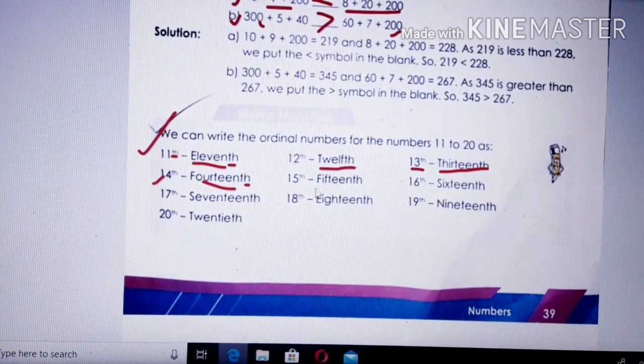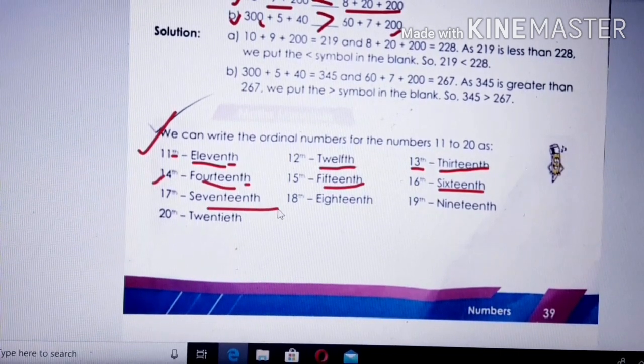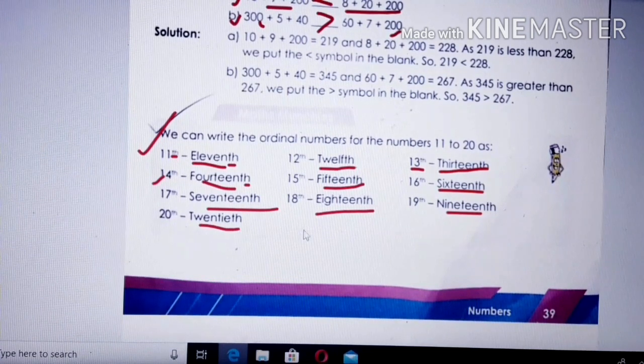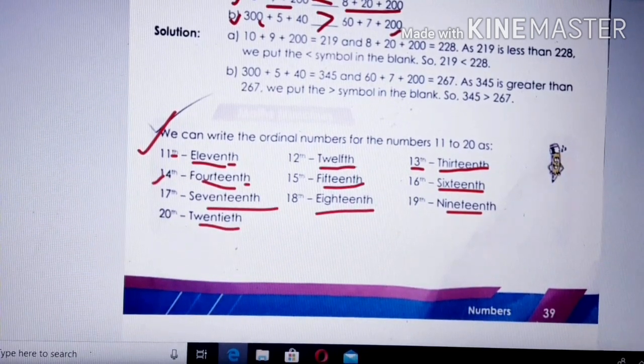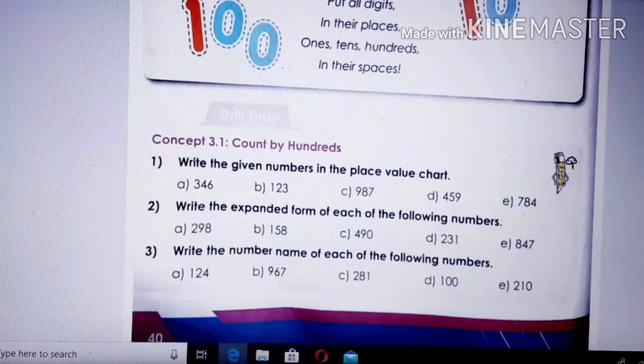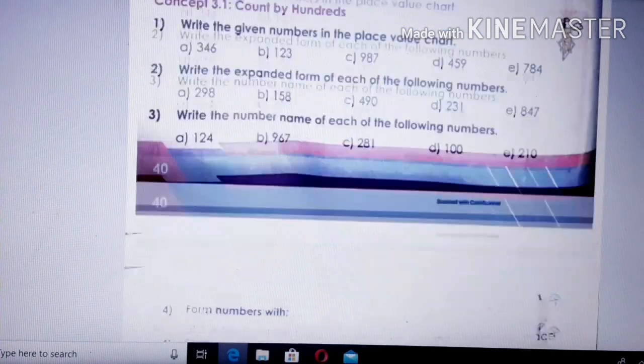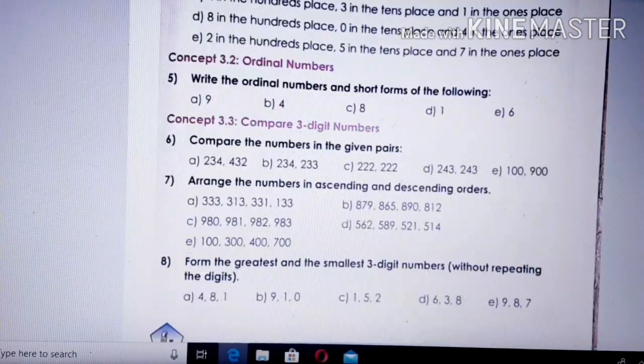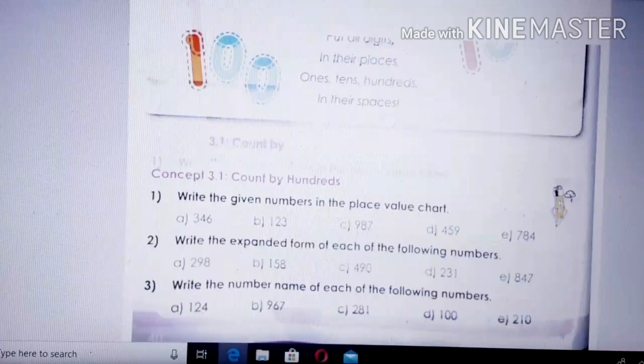14th. Clear? Then this is 15th, 16th, 17th, 18th, 19th, and this is 20th. Okay, the last is 20th. Clear? You can learn these spellings. So let's see next what is there, children. This is drill time, which you can practice at home, and we will discuss these answers in our next class.